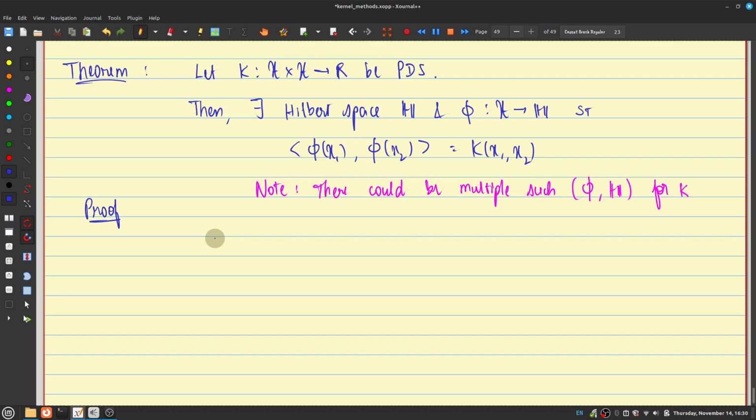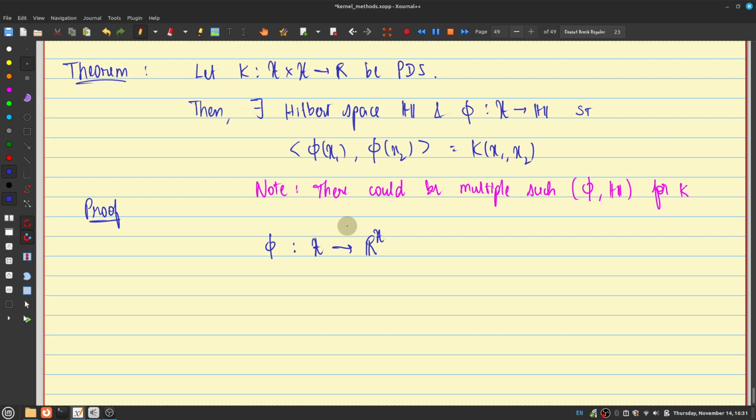So the specific map that I look at is the following. The map phi, I'll start out by constructing phi, and this phi will be a map from the domain X to R to the power X. So for every x, I essentially get a function on X.